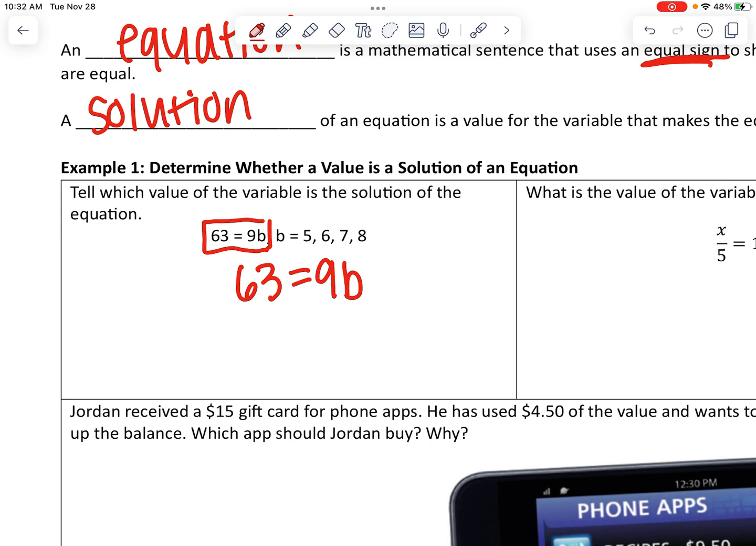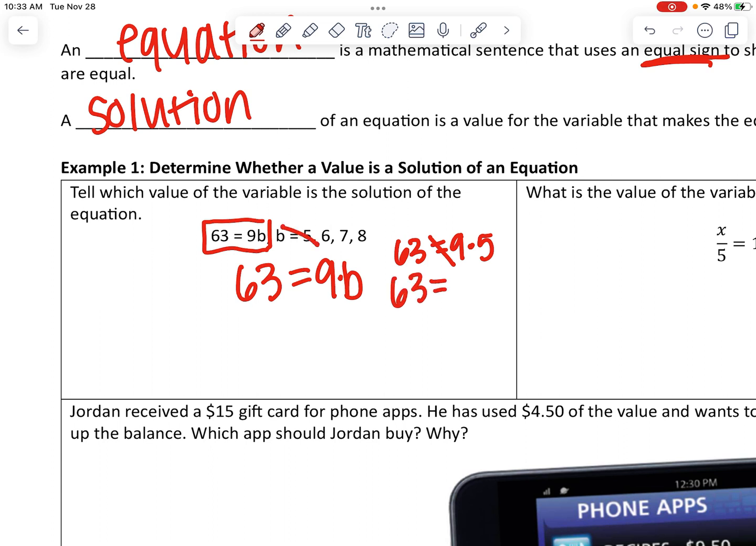We just go in order. Remember, 9b is multiplication. If there's no space between the number and the letter, that is multiplication. Then we would plug in 5. We know 63 equals 9 times 5. 9 times 5 is 45, so that means they are not equal to each other. I would put my line through it, and that means it can't be 5.